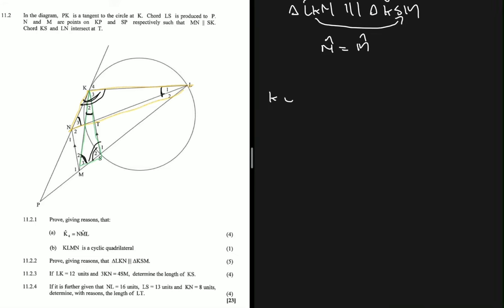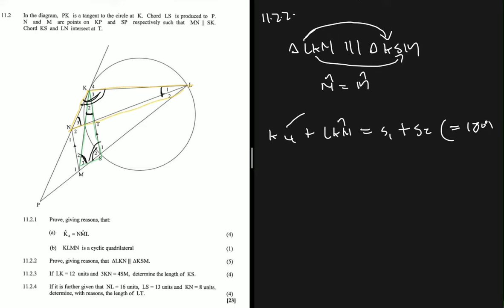We know that angle K4 plus angle LKN is equal to angle S1 plus angle S2, right? That's because they are all equal to 180 degrees, because they are angles in a straight line. We have already established that angle K4 is equal to angle S1 because of the tangent theorem, right? So that will tell us that angle LKN is equal to angle S2, right? So now we have proved one angle. We have proved that those two angles are equal. So if we can prove that the other two angles are equal, then we have proved the similarity of the two triangles.